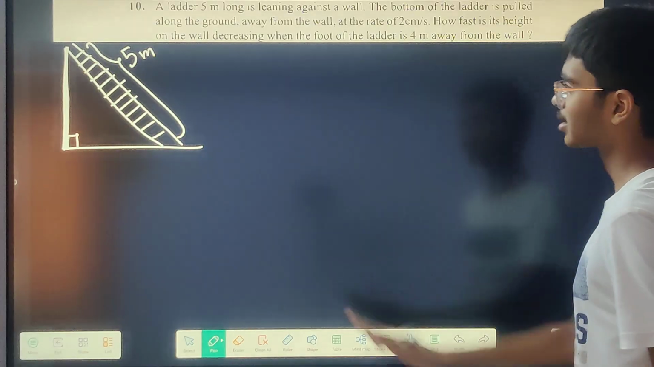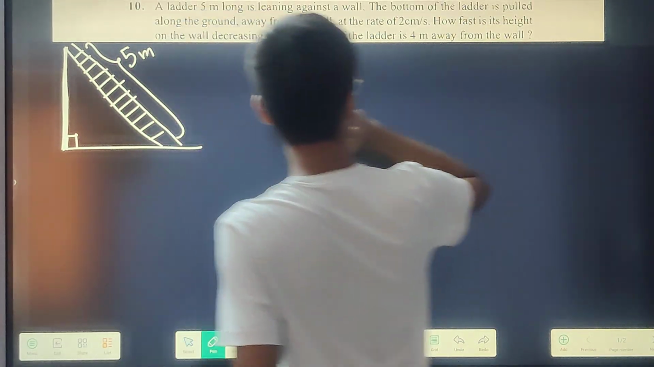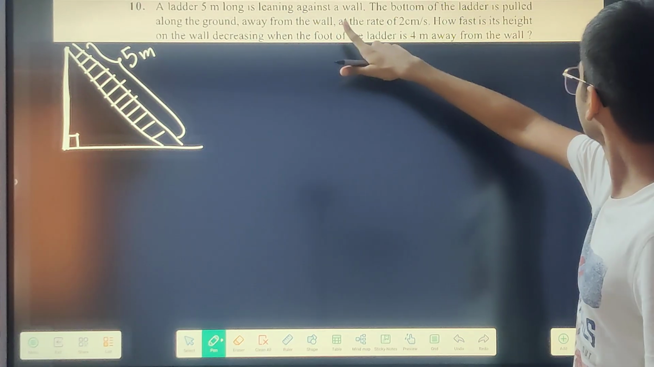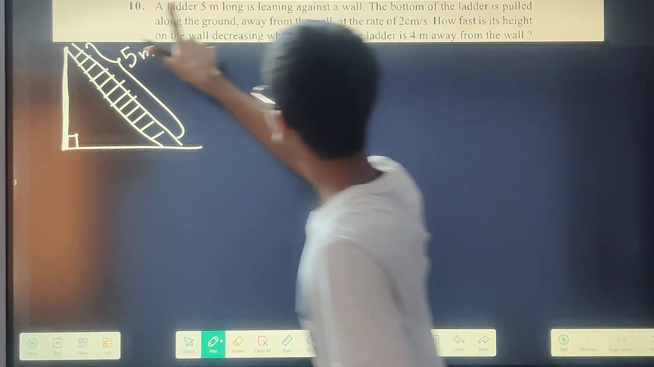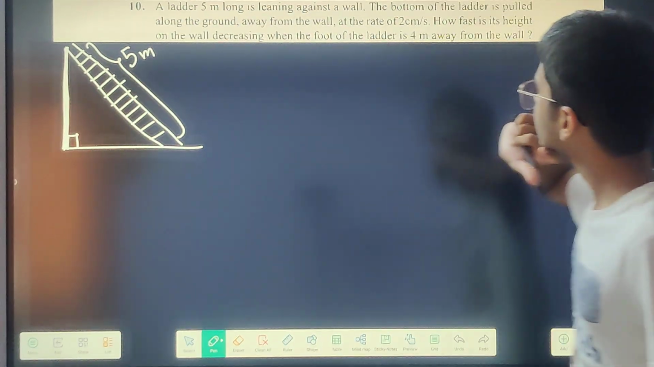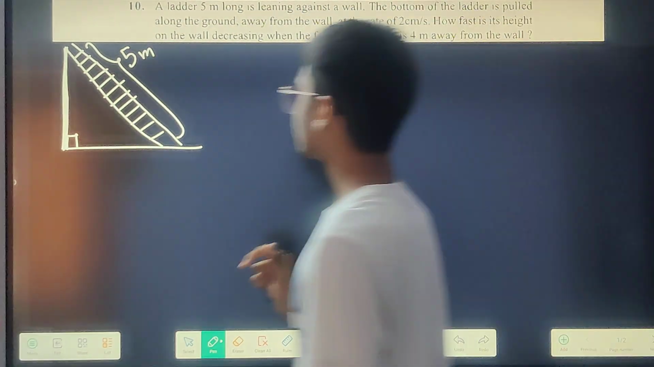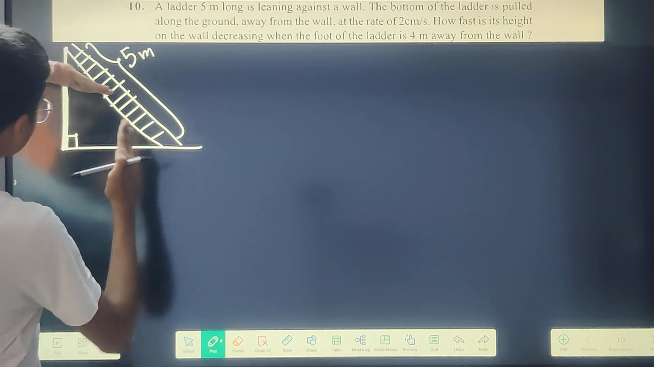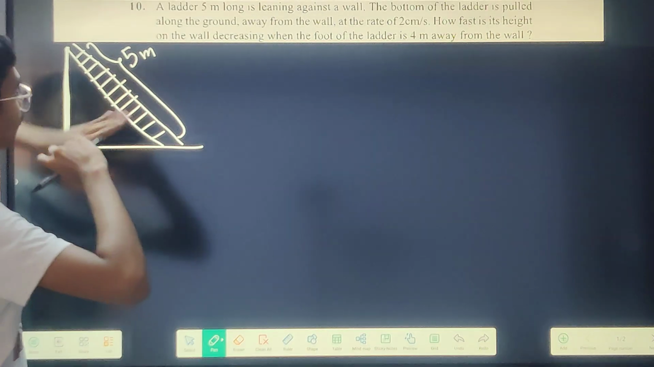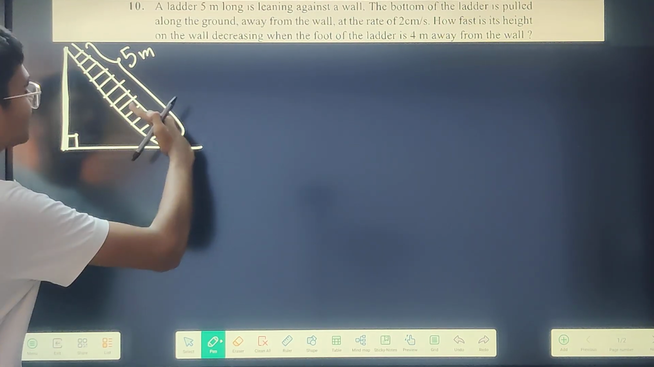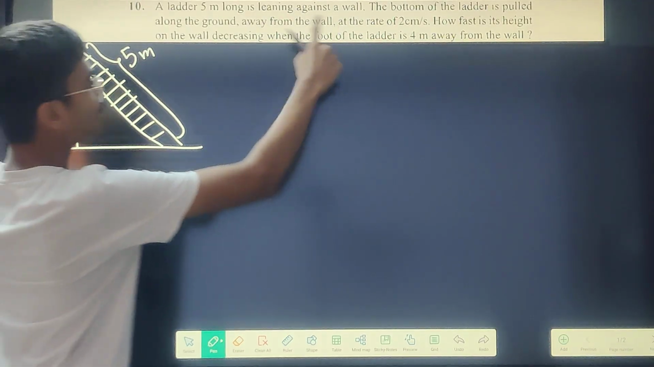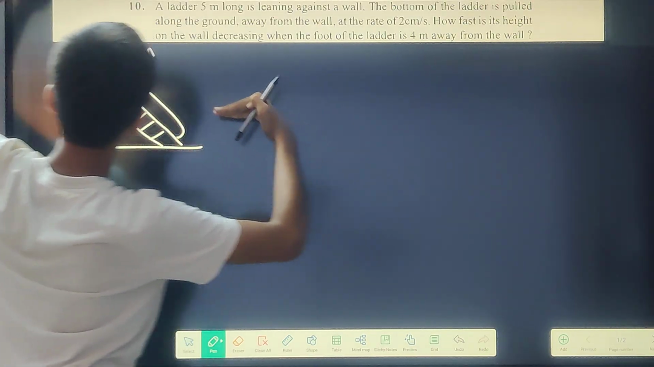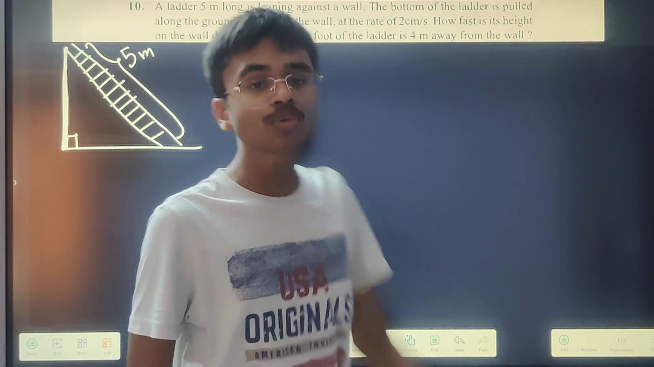There is a wall, and this ladder is leaning against the wall. The bottom of the ladder is pulled along the ground away from the wall at the rate of 2 centimeters per second. That means this ladder is being pulled like this, then it will be coming down, and here the distance will be increasing. It can be pulled either this way or this way, and they have given us the good information that it is away from the wall. So it's pulled like this, and here the height is decreasing.